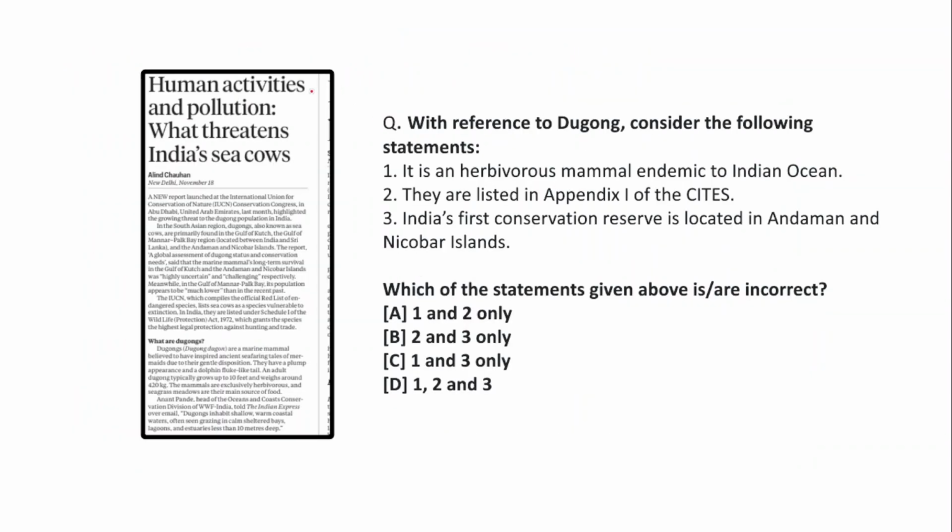And there is an important article in the Indian Express newspaper talking about how human activities and pollution threaten India's sea cows. Based on this, UPSC has already asked a question about dugong. With reference to dugong, which is also known as sea cow, consider the following statements. 1. It is a herbivorous mammal endemic to the Indian Ocean. 2. They are listed in Appendix 1 of the CITES. And 3. India's first conservation reserve is located in the Andaman and Nicobar Islands. Just try and answer this question, and the correct answer will be provided in tomorrow's class.